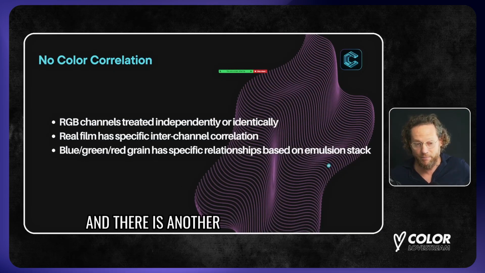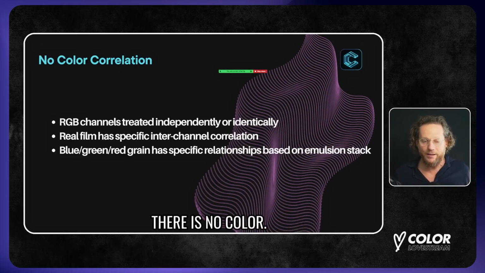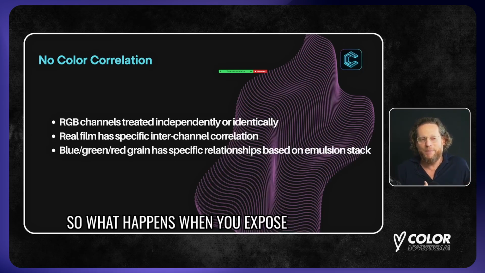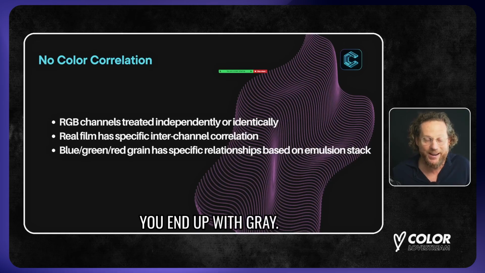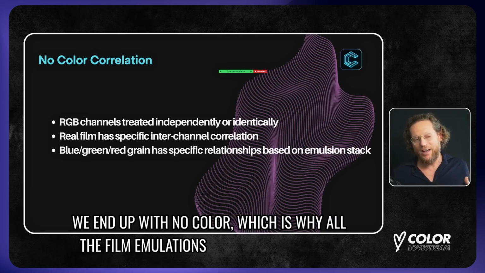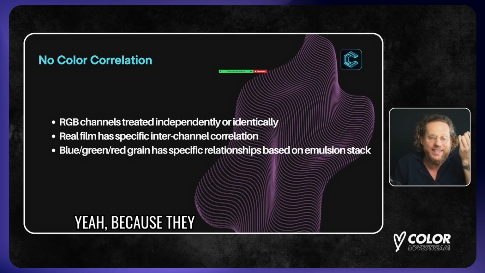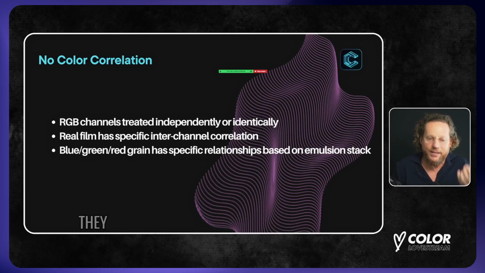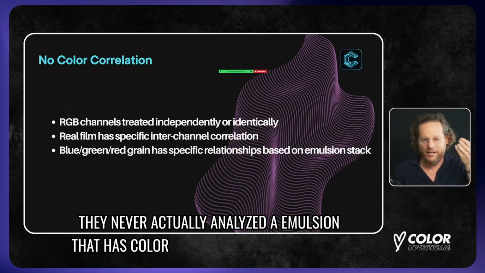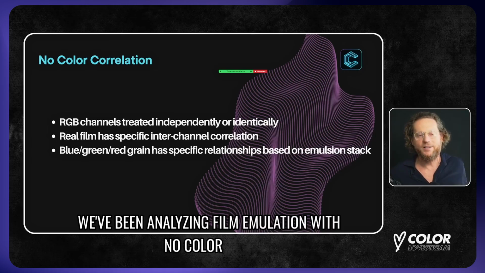Then there is another major issue with this, which is a huge problem. There is no color. Why? Well, we scanned against gray. So what happens when you expose an image against gray? You end up with gray. We end up with no color, which is why all the film emulations out there are basically just monochromatic. Yeah, because they never sampled against color. They never actually analyzed an emulsion that has color information embedded in it.